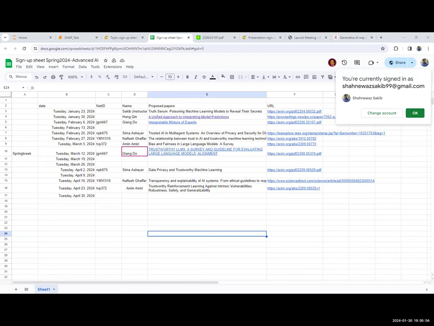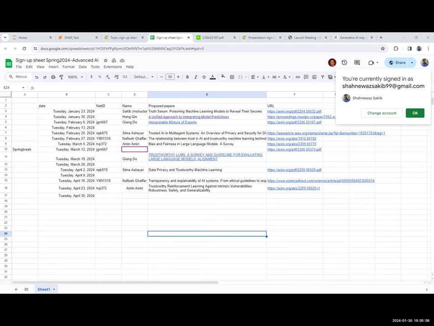I'm good to take March 19. Okay, March 19 is taken then. So I'm going to take February 13 and March 26 then. Yeah, let's cross that out.